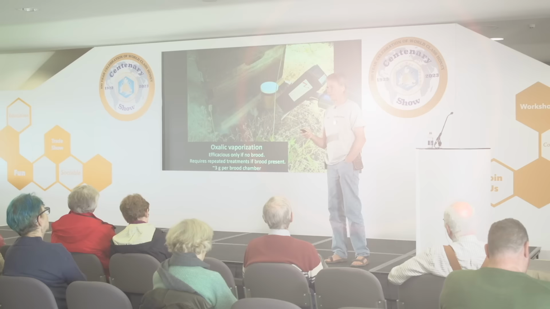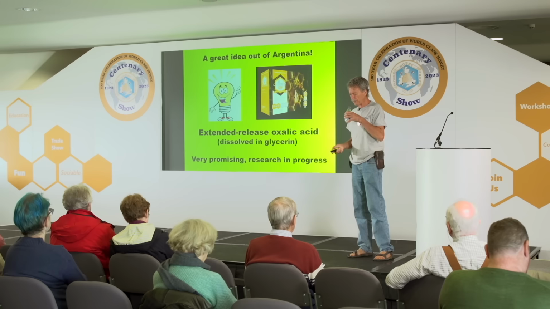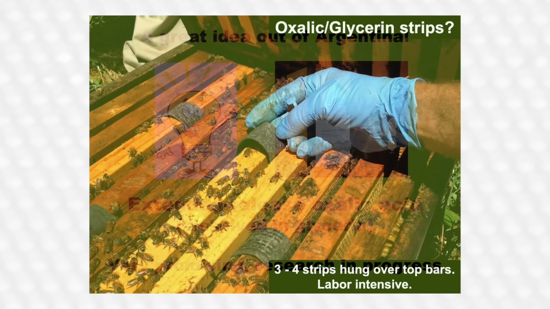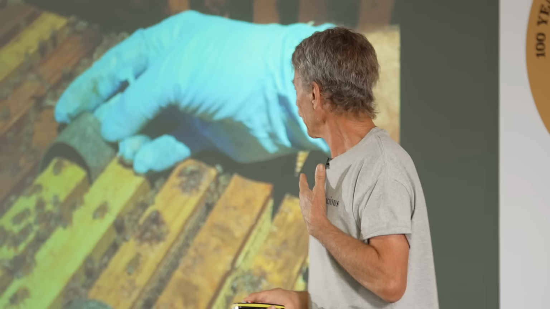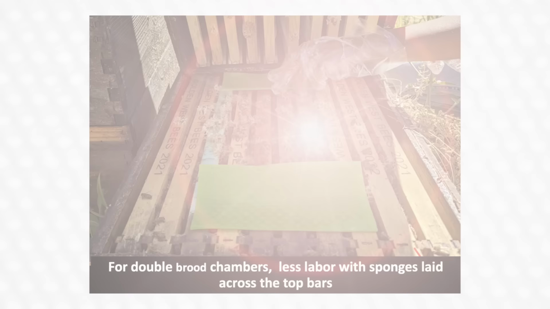So out of Argentina, a group of beekeepers came up with a great idea to extend the release rate of oxalic acid by dissolving it in glycerin and putting it on cardboard strips. And this does work very well, but it's time consuming for a commercial beekeeper such as myself. Inserting the required 6 to 8 strips per hive for 1,500 hives takes a lot of labor. So we've been working on ways of using a horizontal application like this.